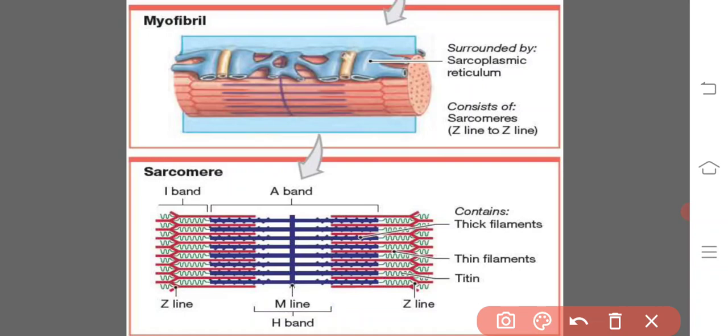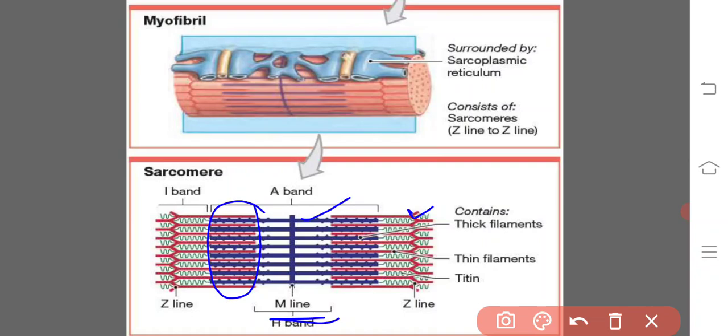Then here you can see in the I band only actin filaments. In the A band, in the H region only myosin filaments, but in the remaining portion both actin and myosin filaments. The navy blue, royal blue color is the myosin filament and the red colored one is the actin filament. That is, in the middle of each A band is a lighter area called the H zone, where only myosin filaments are present.